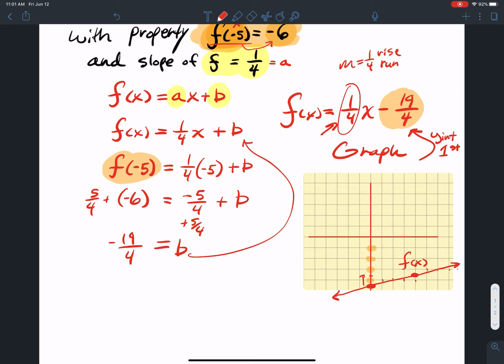Sometimes you have to collect like terms to get it in this form. Just collect your like terms, get all your constants together, get all your x's together, and then you'll be able to simplify to get your a and your b.